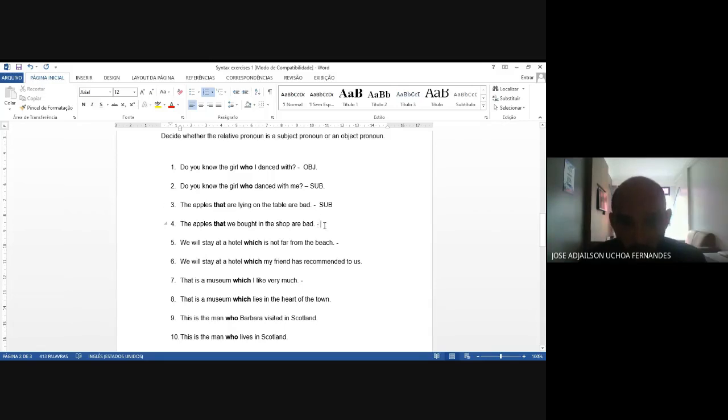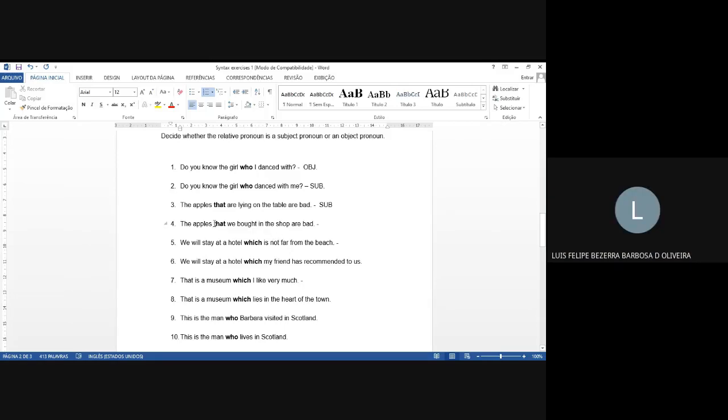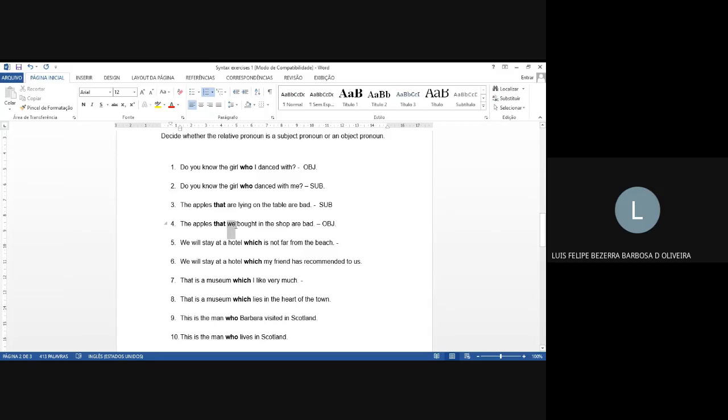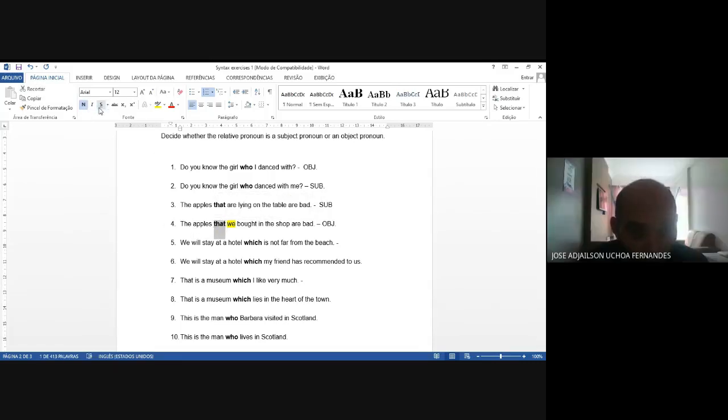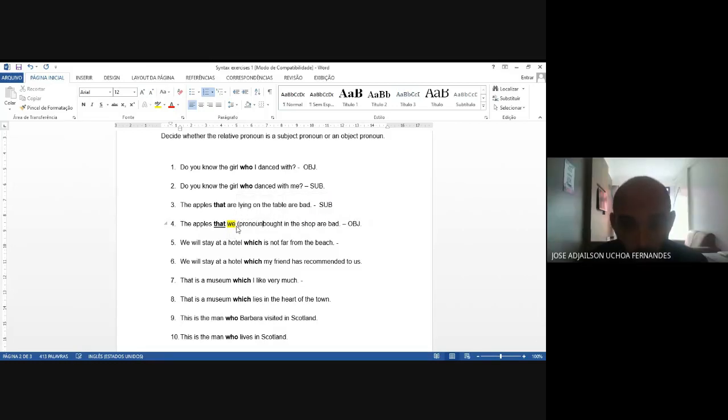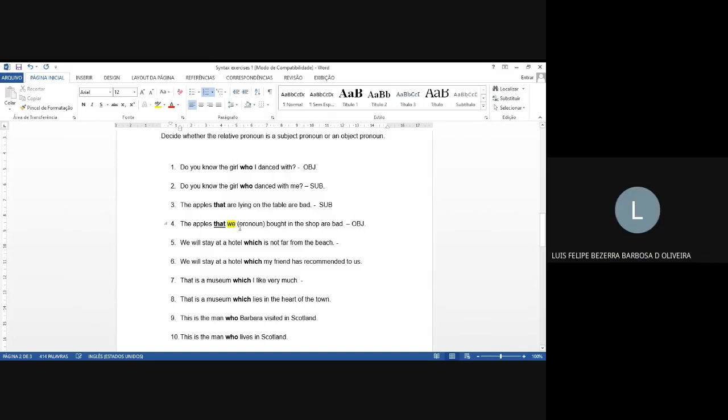Felipe, what do you think? I guess in this case we're talking about an objective pronoun, simply because the element that comes after the pronoun is not a verb. So here, we is a pronoun. Okay. So if it's a pronoun, we're talking about the object.